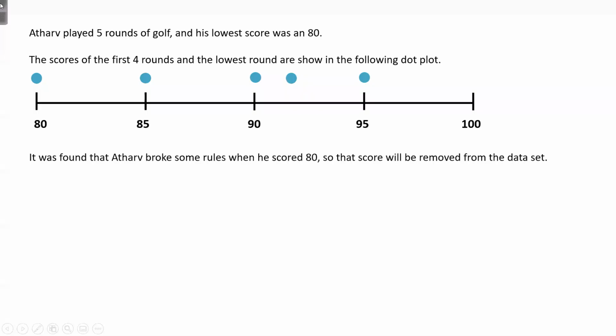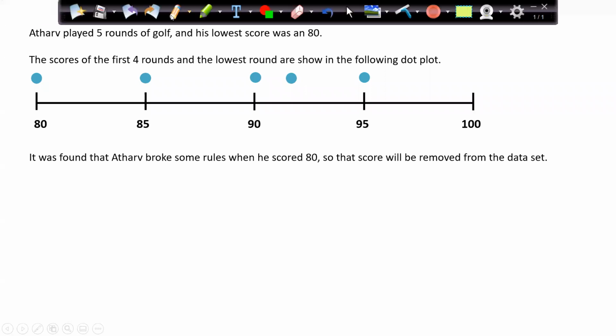Now it was found that Atharv broke some rule when he scored 80. That means he broke some rule when he scored 80. So that score will be removed from the data set. As he broke some rule, I have to remove this score from the data set.